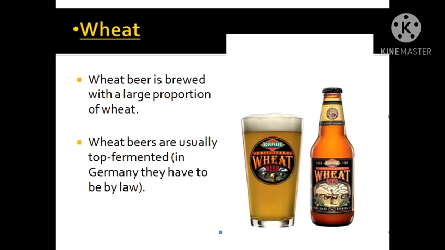Again, there is wheat beer. Wheat beer is brewed with a large proportion of wheat. You can see it in the picture also. Wheat beers are usually top fermented in Germany. They have to be by law. So in Germany there is an important law which they have to follow.